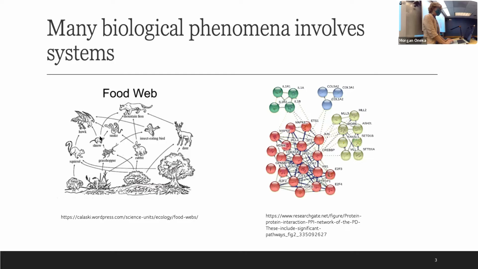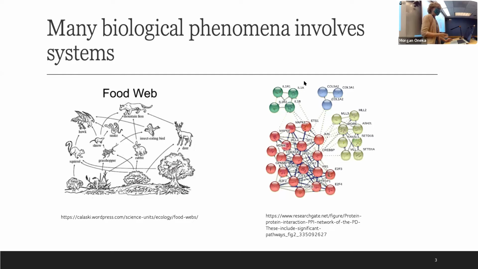So the shrew is being eaten by the mountain lion, but the mountain lion is not being eaten by the shrew. My library that I'm going to talk about doesn't really deal with directed graphs yet, but I do want to bring up that that's a thing that exists and is forthcoming in this thing I'm going to talk about.